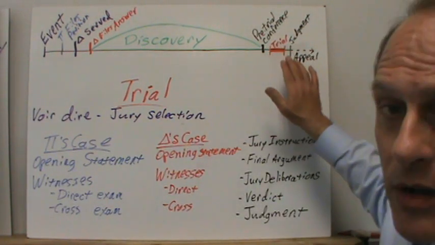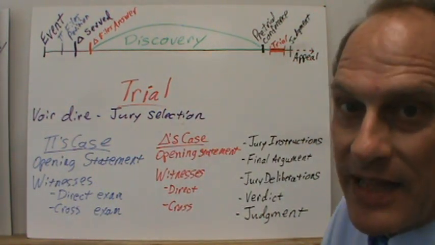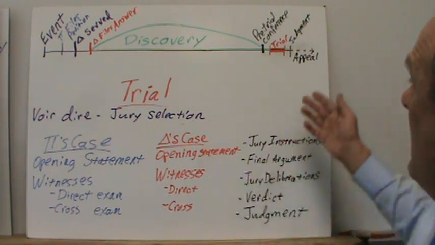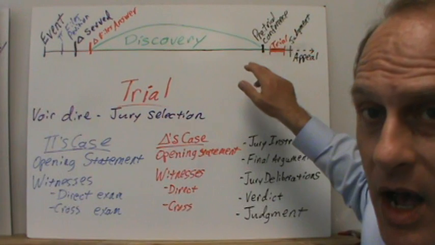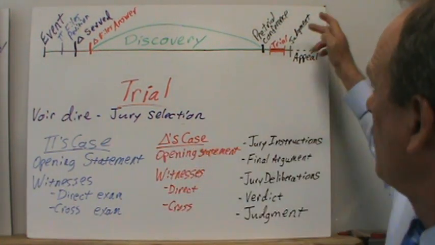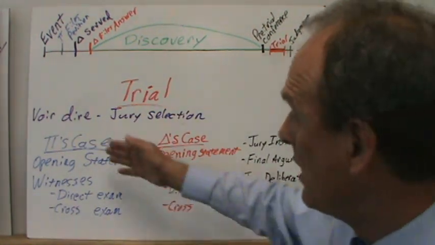Then you do have a trial. A trial could last anywhere from mere minutes, I've had that happen, to weeks and maybe even months. Y'all have seen that on TV. And then after the trial, a decision is made, and then we have a judgment and then appeal. Let's look at the trial a little bit more carefully now.